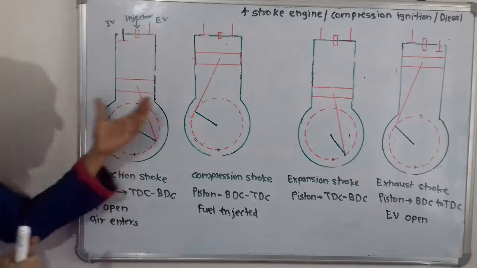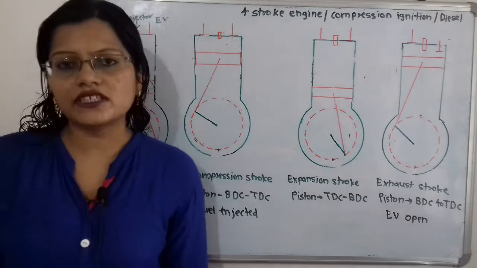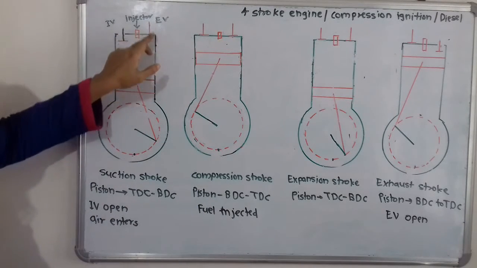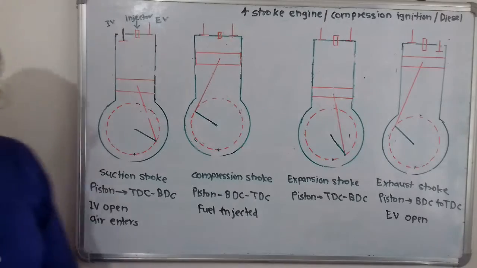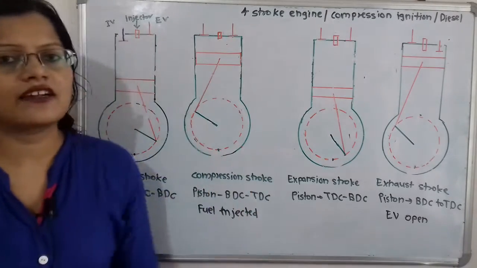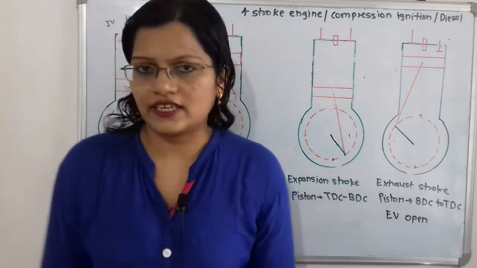Now the first is the suction stroke. Before that, we will understand the structure of this 4-stroke engine. Here is the inlet valve, here is the exhaust valve, and here is the injector. Instead of the spark plug, here the injector is provided, and from the injector the fuel is injected.